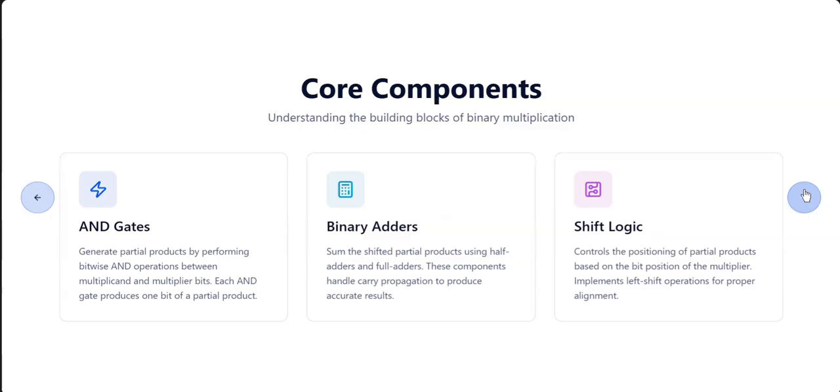Finally, shift logic is used to align the partial products properly. When multiplying, the results for each successive bit of the multiplier must be shifted over to the left, and the alignment is controlled by shift logic. It ensures all pieces of the partial products are added to the right column, mimicking how multiplication is done by hand but in binary. Together, these components, AND gates, binary adders, and shift logic, work in harmony to perform efficient binary multiplication, which is central to the operations of a digital processor.